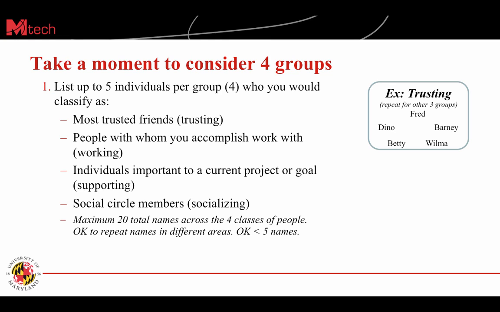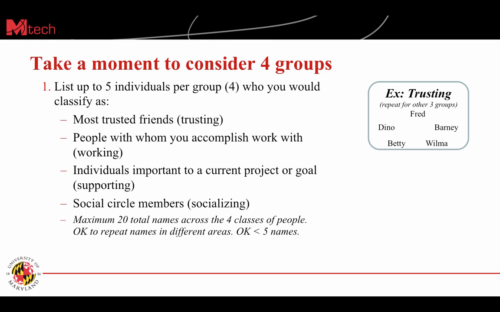So I'd like you to do a brief activity, and you can pause the lecture as you progress through this. I'd like you to start by listing up to 5 individuals per group among 4 different groups. Group 1 is our most trusted friends. Note the assignment is to list up to 5. There may be 1, there may be 3, there may be 5. But list by first name your most trusted friends, and do them in somewhat of a circular pattern, as you see here on the upper right-hand side.